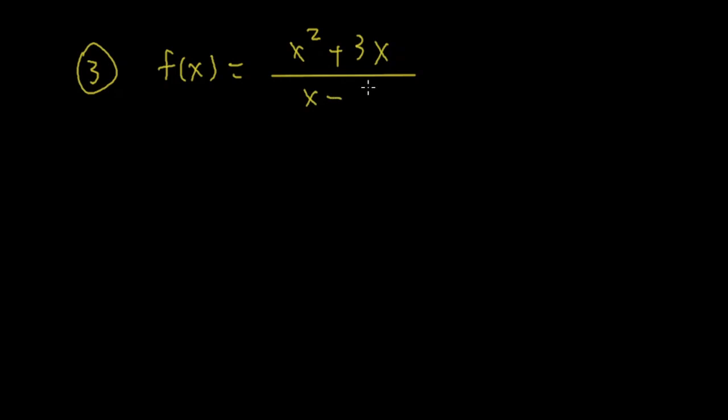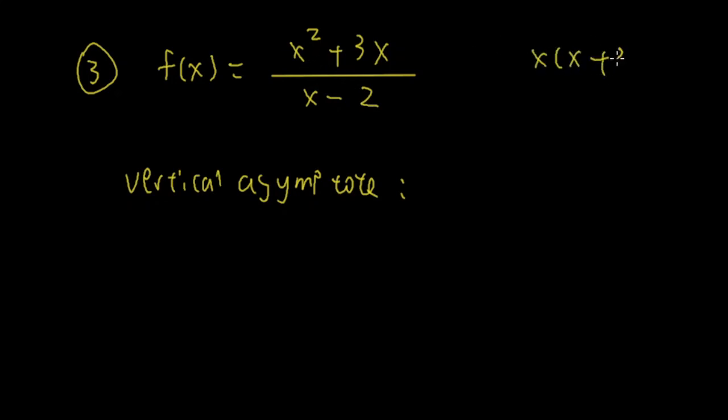Okay, third example. f of x equals x squared plus 3x divided by x minus 2. Do we have a vertical asymptote? Now let's see, can we factor this further? Yes, we can. Let's try it. Factor the x out as a common factor. We have x times x plus 3 divided by x minus 2. Now that's nothing you can cancel out.